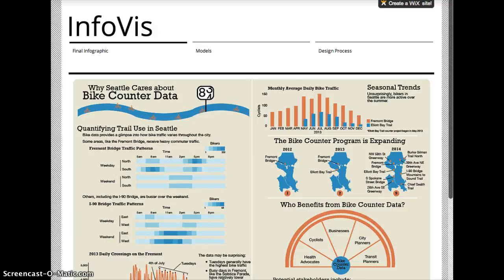Hi, this is Laura Haran, and I'm going to be walking you through my InfoVis portfolio for my infographic on bike counter data. So first, let's talk about visual potential.